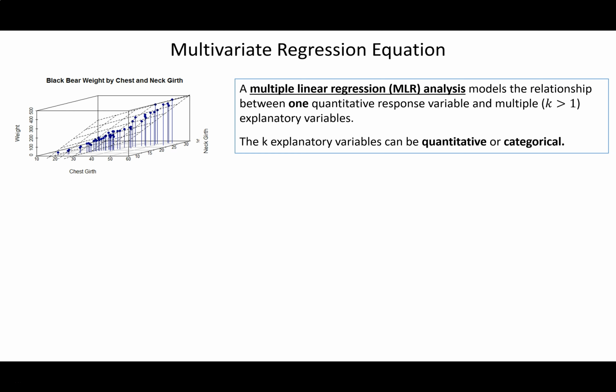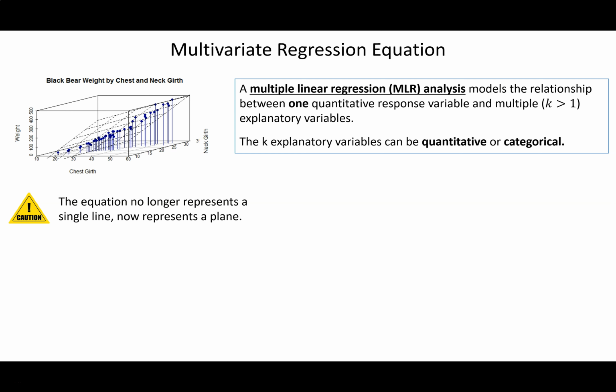It models the relationship when we have one quantitative response variable and multiple explanatory variables. So last week what we looked at was one quantitative response, one quantitative explanatory. Now what we're going to do is look at one quantitative response and multiple explanatory. So they can be a mix. You can have quantitative explanatory, categorical explanatory, and or both.